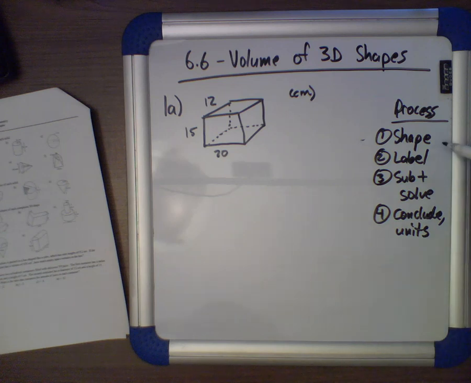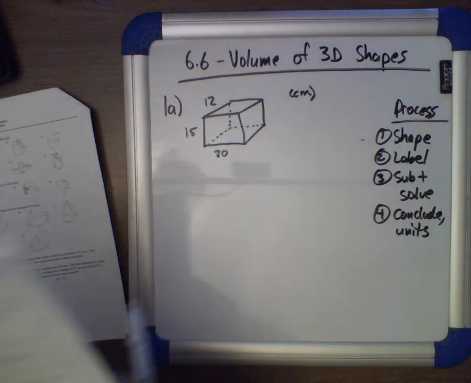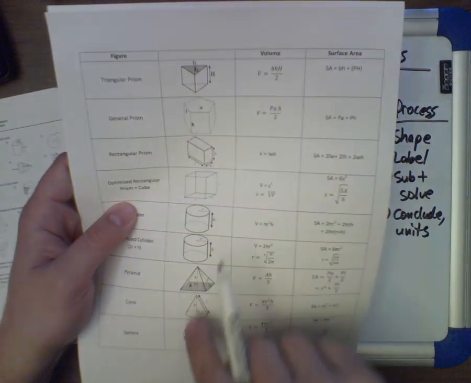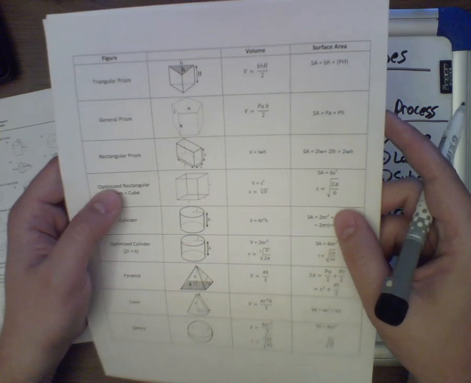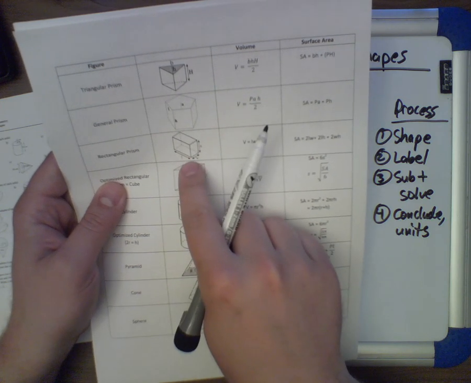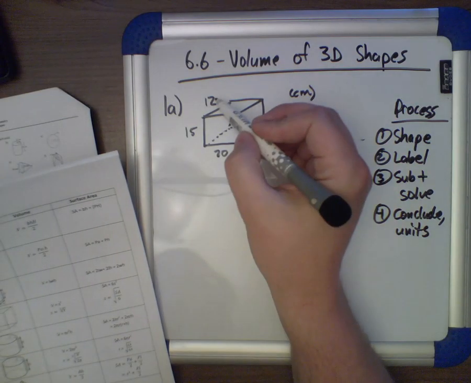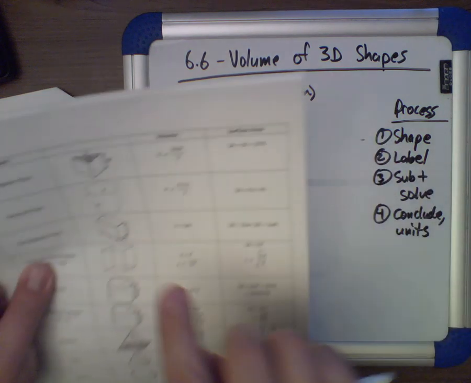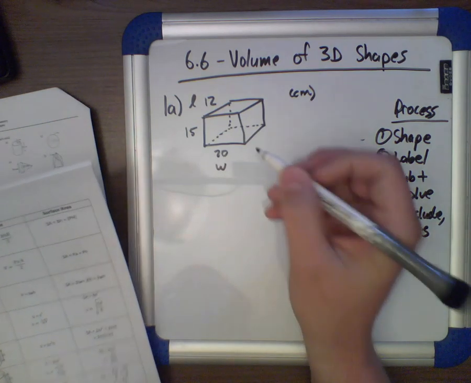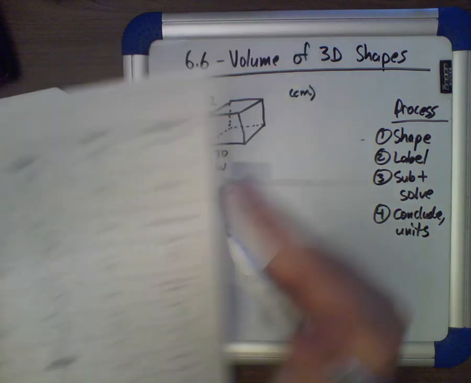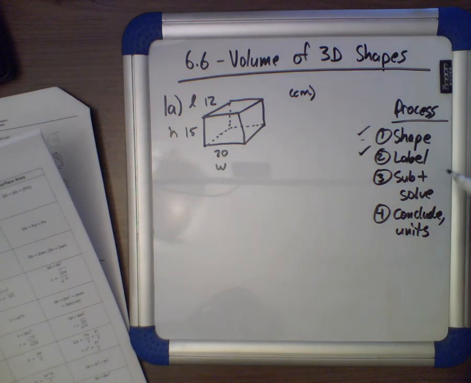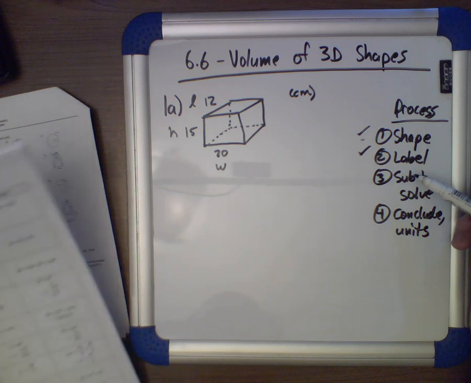So what shape are we working with? Even if you don't know the name, hopefully you recognize this as a rectangular prism. Otherwise, just look at your sheet and identify which shape matches. So we have a rectangular prism and we have our labels. Length is kind of like the front to back measurement, so this 12 is going to be our length. Width is how wide it is across the front, so let's label that with a W. And height is the up and down, so H for height. So we have our shape. We have our labels. Let's find our equation and let's sub and solve.